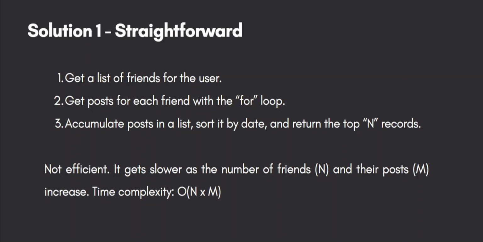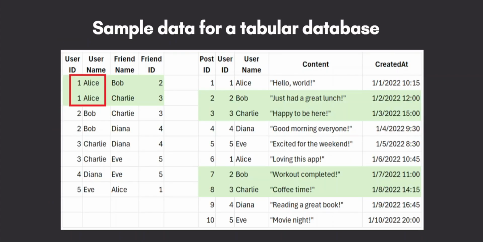However, this approach is not efficient. It gets slower as the number of friends and their posts increase. In this approach, time complexity is linear. Here is a tabular representation of the data. Here, let's say that if Alice logged into the social networking application and if we are generating newsfeed for Alice, we will pull two friends first, and then for each friend we will be pulling posts.